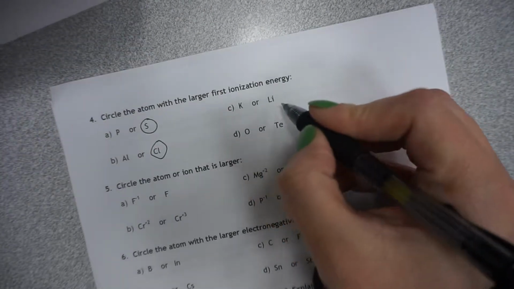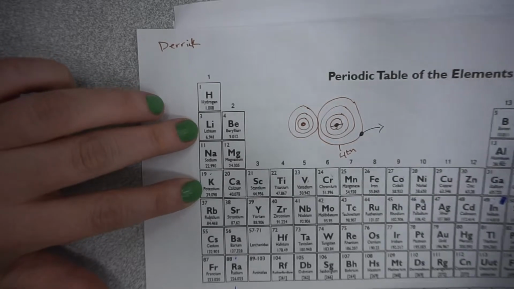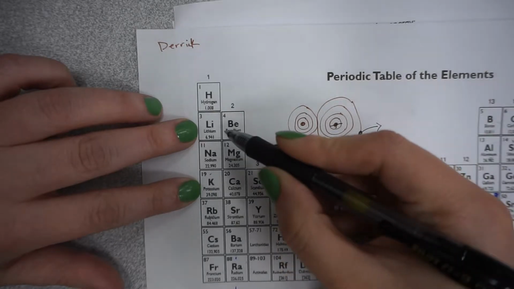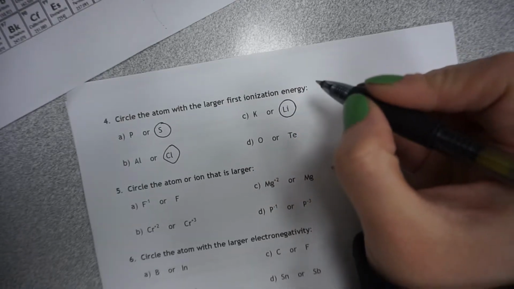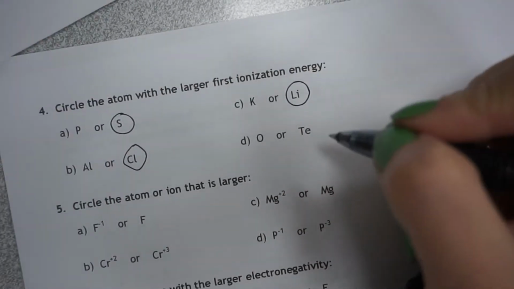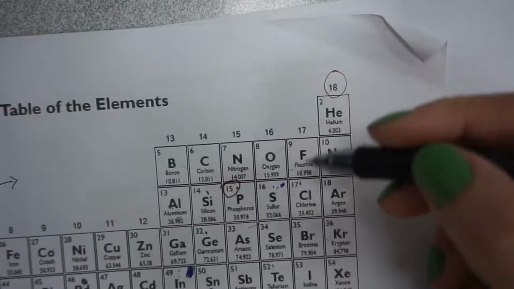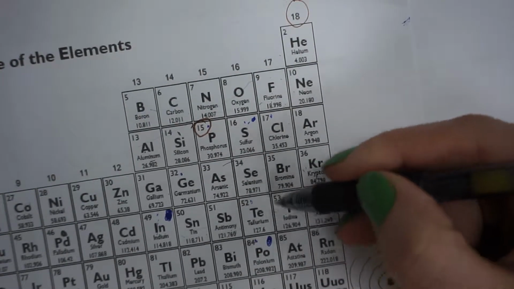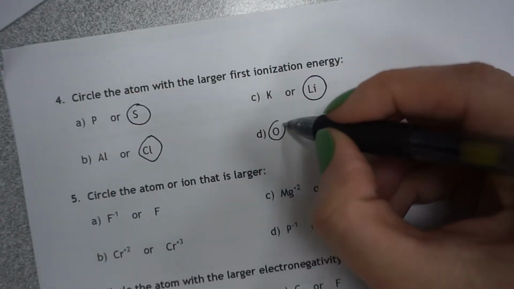And you have potassium or lithium. The further down you go, the easier it is to take away these electrons. So lithium will have the higher ionization energy. I'm going to zoom in a little bit. Okay, so the next question is oxygen or beryllium. Oxygen's here, beryllium is down here, so it's easier to take electrons from beryllium. So oxygen will have the largest ionization energy.